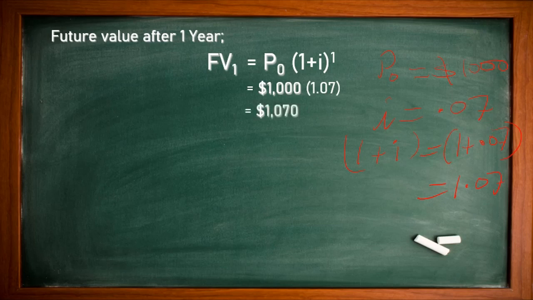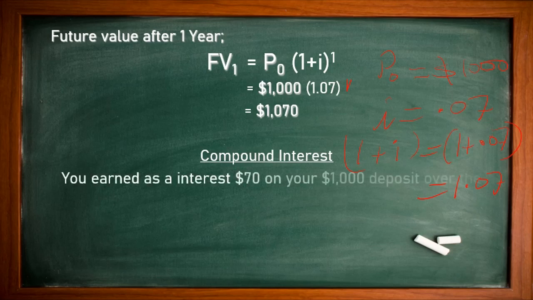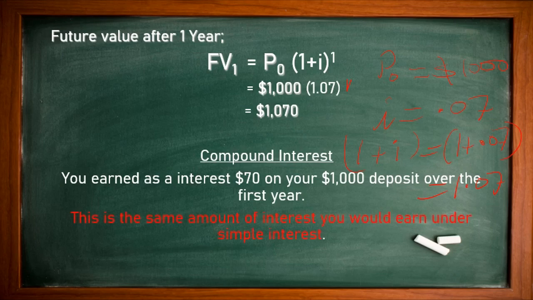Because it is 1 year, it is the 1 year value, and you will get $1,070. Remember that when we calculated simple interest, we got the same interest amount. So with the compound interest rate, you earned $70 in interest on your 1,000 deposit over the first year. This is the same amount of interest you would earn under simple interest.